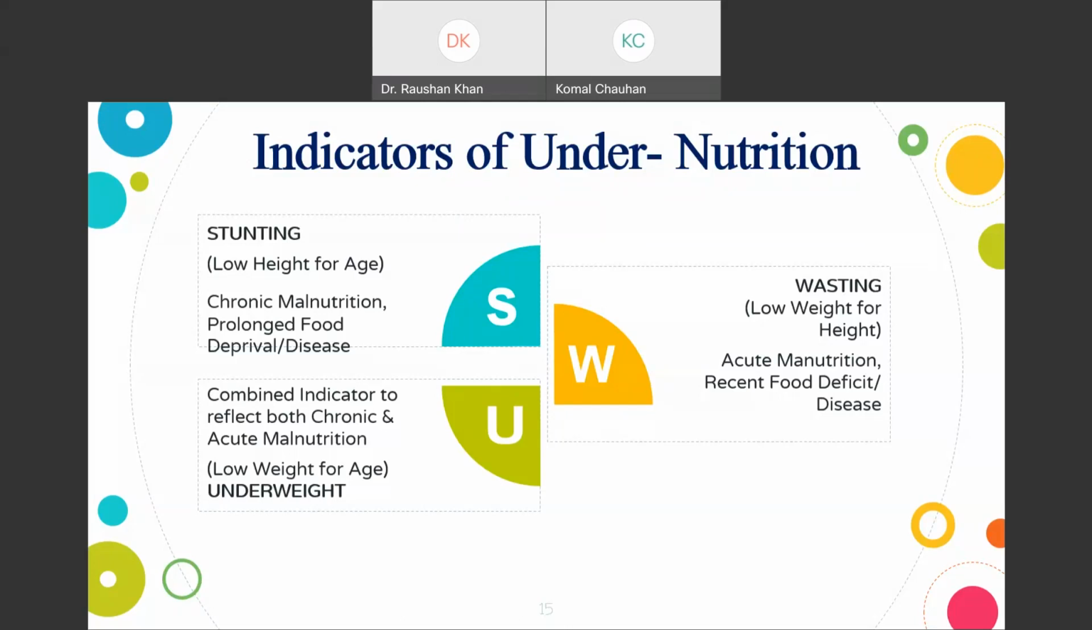For example, a child is well grown in terms of height, and yes, the weight of the child is not growing properly or is restricted. So we say that due to acute malnutrition, or in recent times the child was not having proper nutrition, the weight has not gone up and it has reduced to some extent. So this is known as wasting.